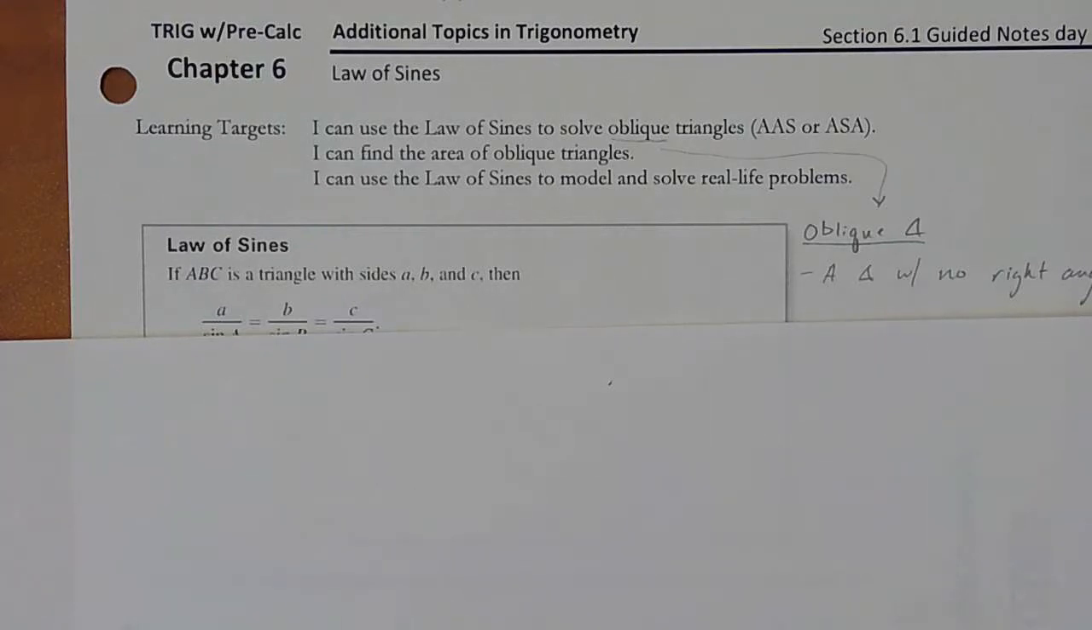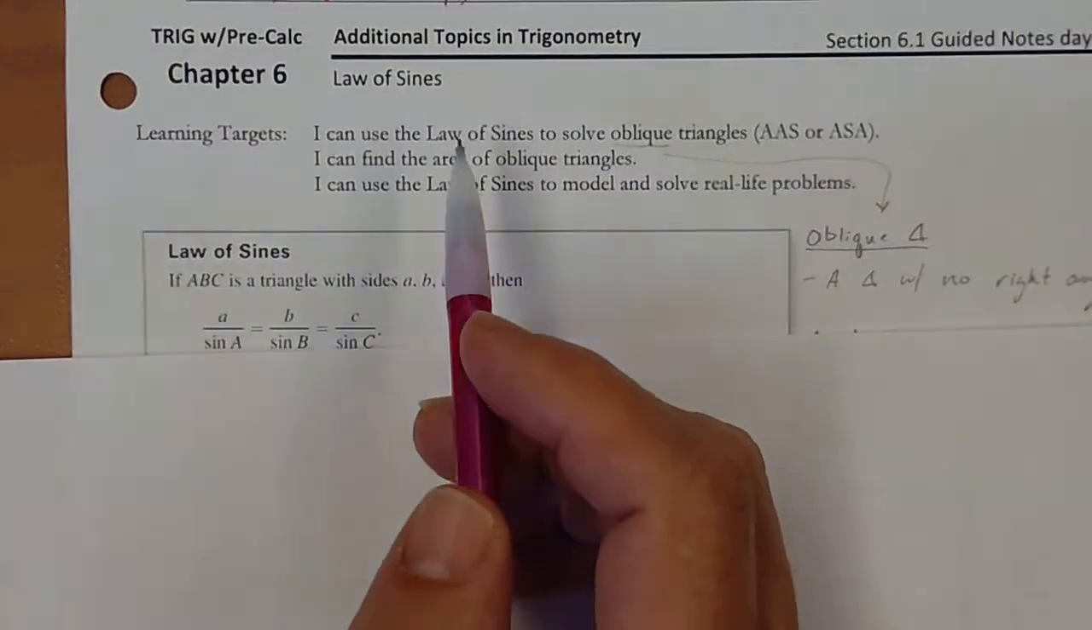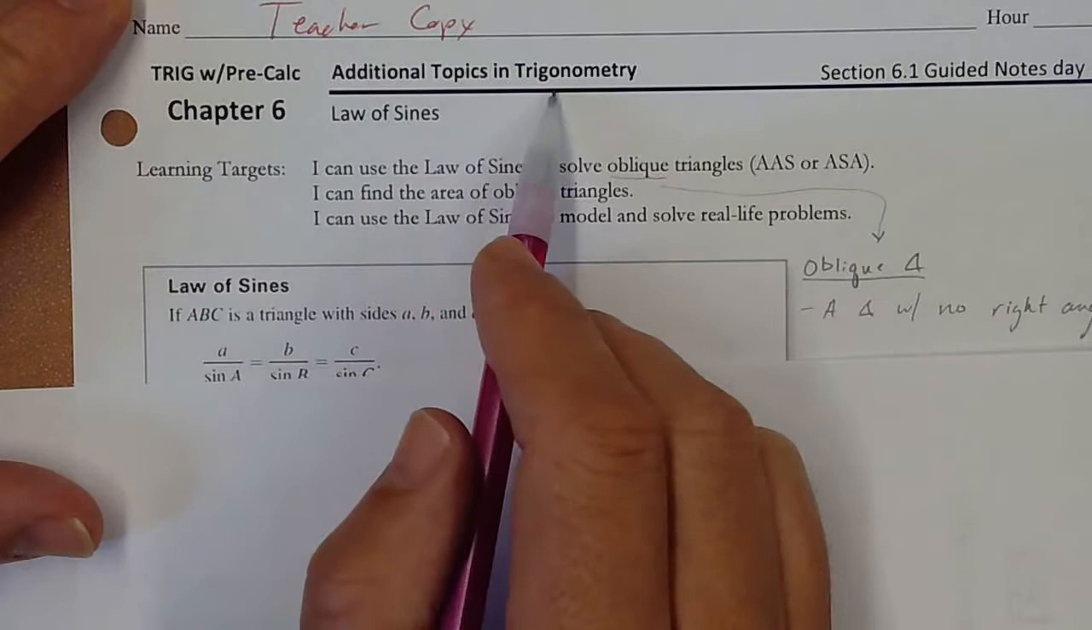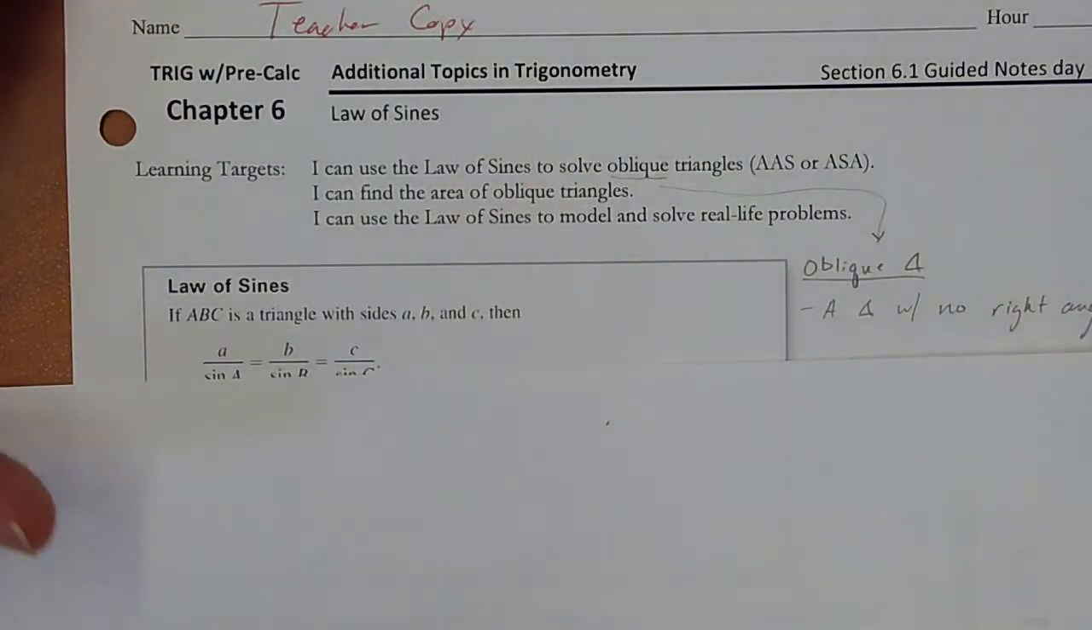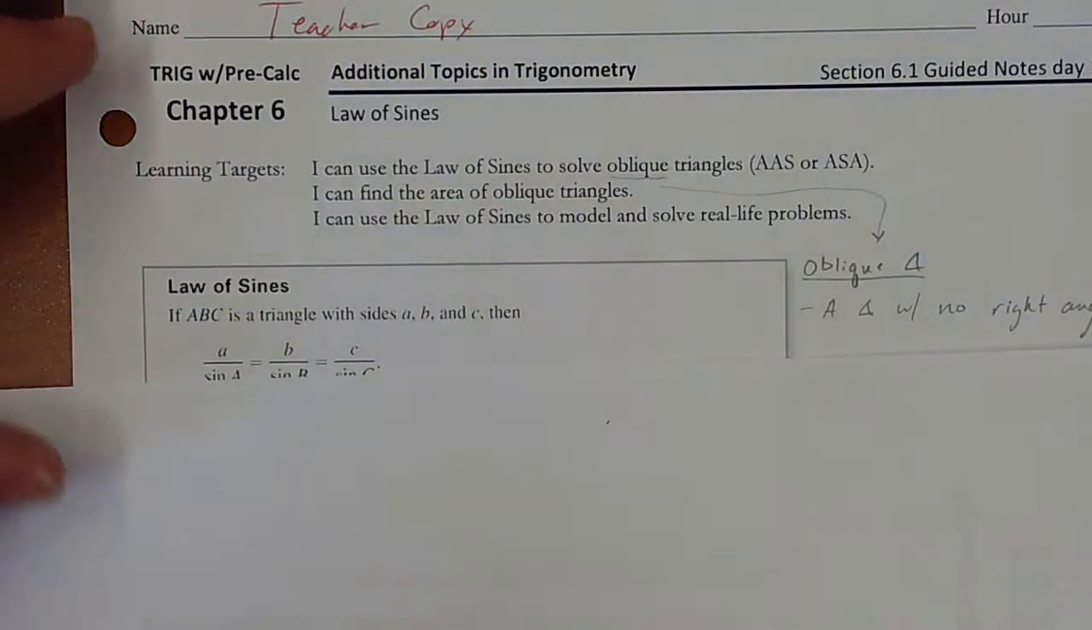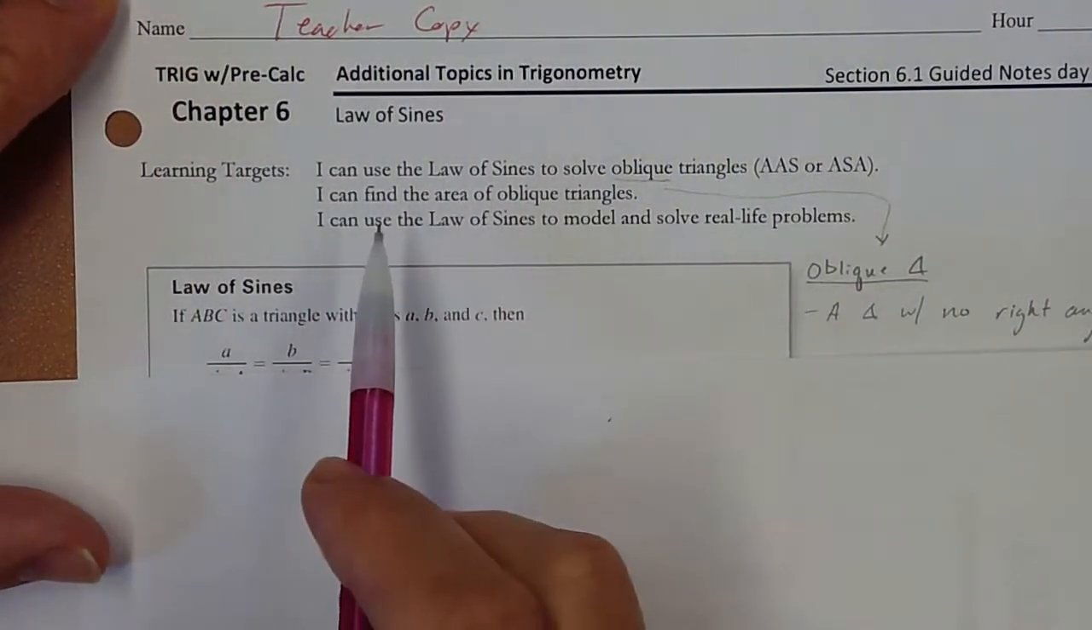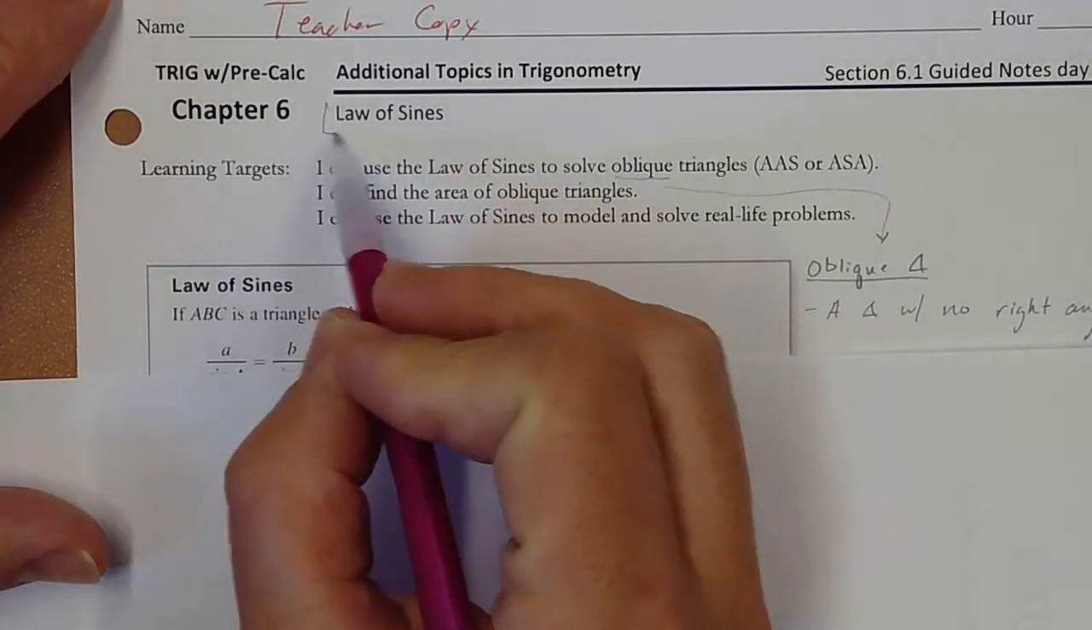Okay, today we begin chapter 6. Chapter 6 is a very small chapter. We're only going to work with these two sections, 6.1 and 6.2. It's titled Additional Topics in Trigonometry. So we're getting out of the analytical trigonometry from chapter 5 and into some more applicable stuff. Today we're going to focus on what's called law of sines in section 6.1.